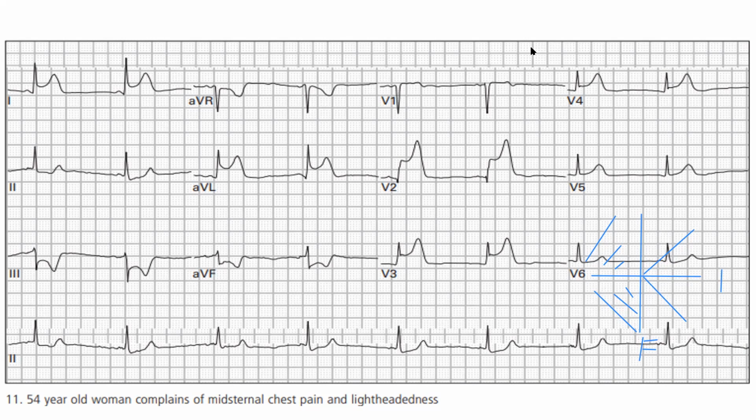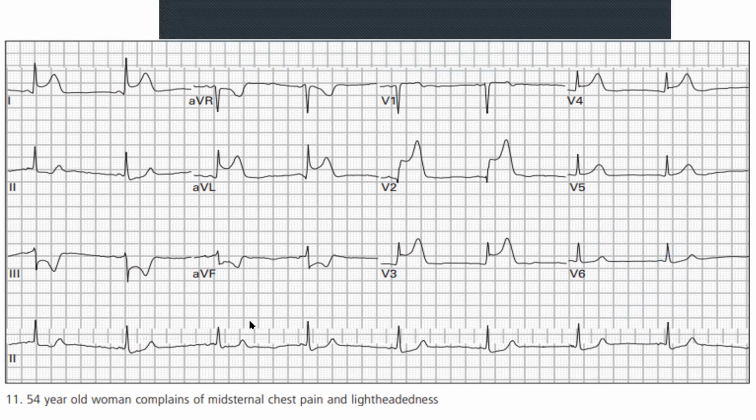All right, now the rhythm. Let's start. Can anybody see P waves?